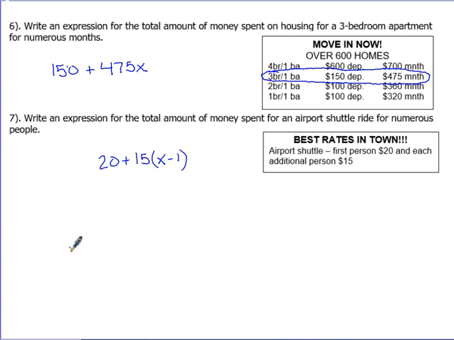All right, this one is a little bit tricky. So I'm paying $20 for the first person, and then I'm paying $15 for every person after that. So that's why I put this in as x minus 1. If you think about it, let's say I had 3 people on the shuttle. I would pay $20 for the first person, and then those other 2 people would be $15 each, so that would be $30. I'm not paying another $15 for the first person, so that's why I need to subtract that one person. Okay, and that is it for lesson 1A.